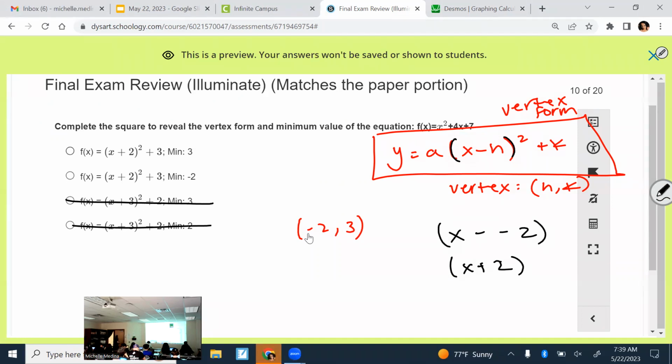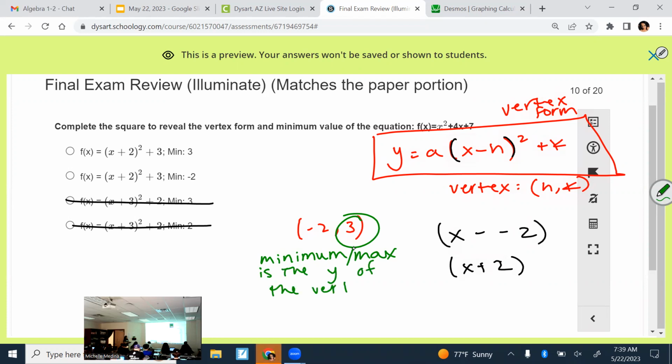But then they both have different minimums. Now you need to know that minimum is the Y of our vertex. So minimum or maximum, because sometimes it's the maximum, is the Y of the vertex. All right, so that you would need to know. Minimum is the Y of your vertex. So between my two answers that I narrowed it down to, which one is right?